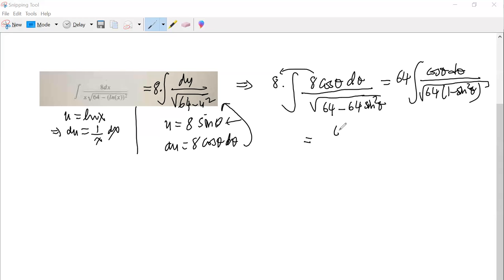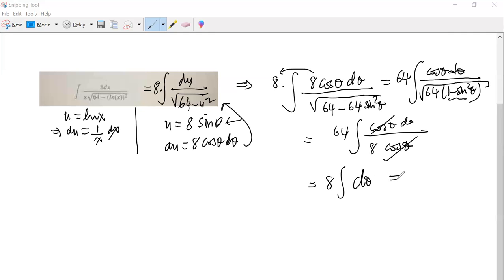That equals 64 cosine theta d theta over the square root of 64, which is 8, times the square root of 1 minus sine squared, which is cosine squared. And the square root of cosine squared is just cosine theta. And these two will cancel each other. So we'll just get 8 d theta. 8 d theta is just going to be 8 theta plus c.